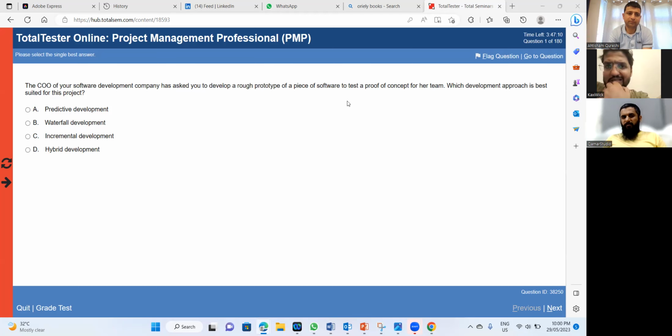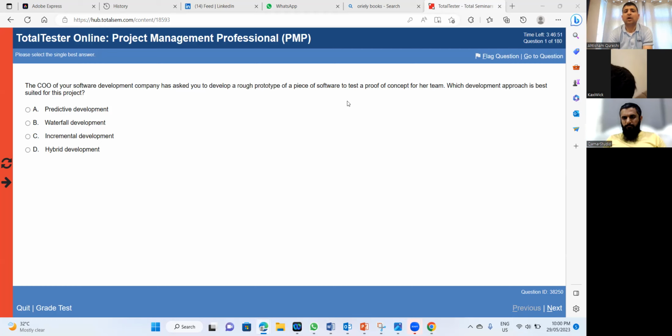But in this case, for the development of a prototype, hybrid is not required at all, because for a prototype we are just developing it for test purposes. So it can only be empirical. Is A the answer?